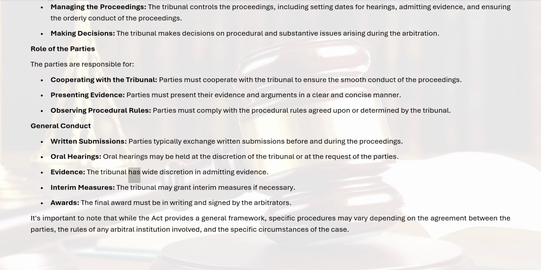Evidence: the tribunal has wide discretion in admitting evidence. Interim measures: the tribunal may grant interim measures if necessary. Awards: the final award must be in writing and signed by the arbitrators. It's important to note that while the Act provides a general framework, specific procedures may vary depending on the agreement between the parties, the rules of any arbitral institution involved, and the specific circumstances of the case.